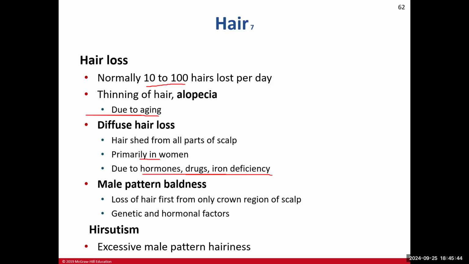And so iron deficiency is another. Iron is used obviously to help make hemoglobin effective, but we use iron for other processes in the body. And so you can see iron deficiency causing diffuse hair loss.